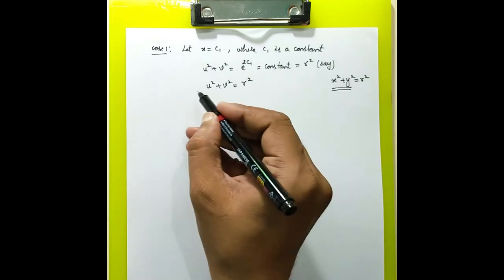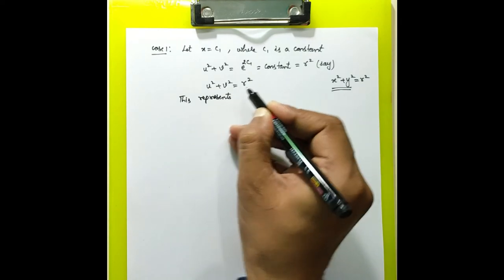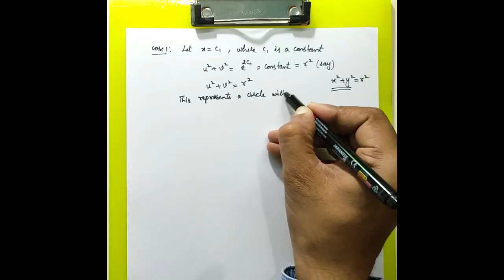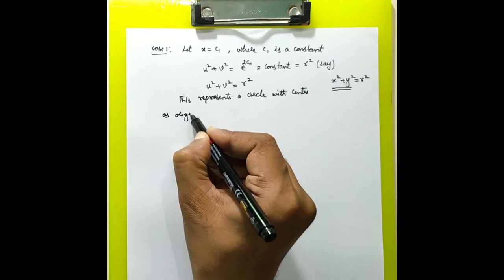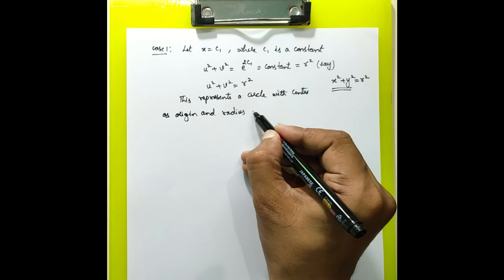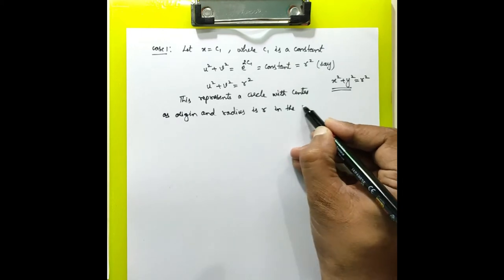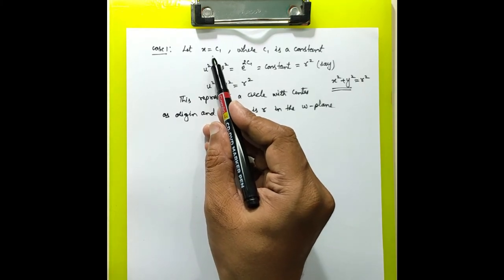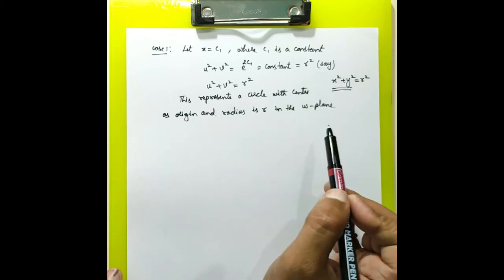Therefore we can write, this represents a circle with center as origin and radius r in the w plane. So x equal to c1, which is a straight line in the z plane, will map into a circle in the w plane. So this is the first case that we have got.